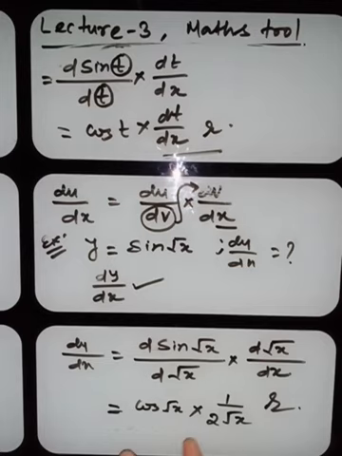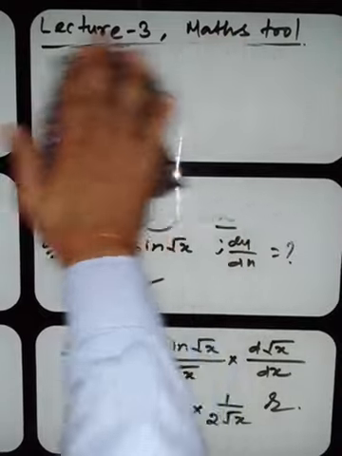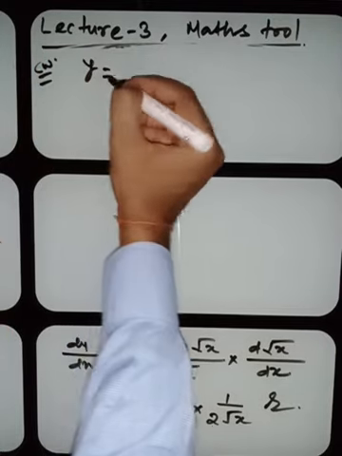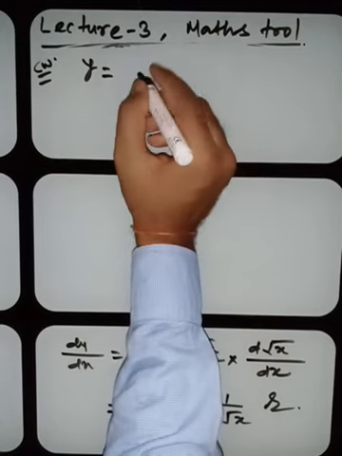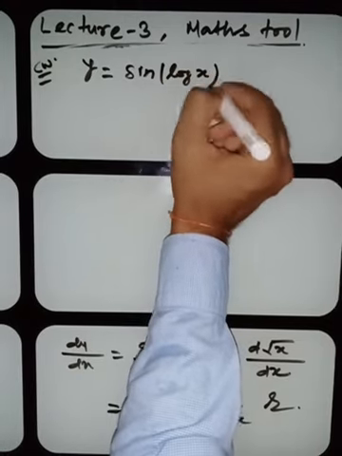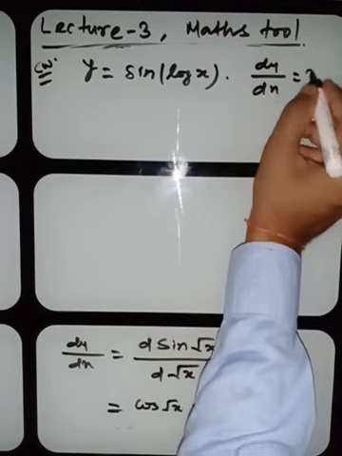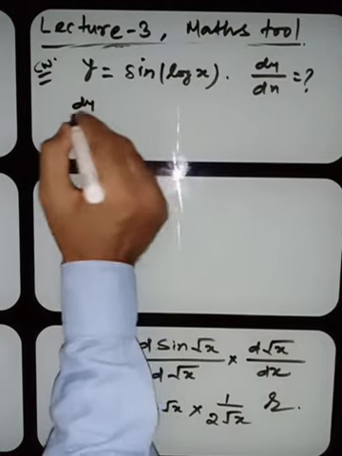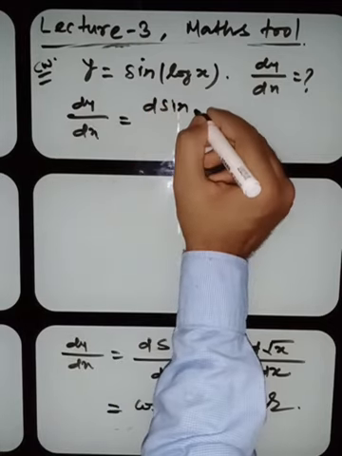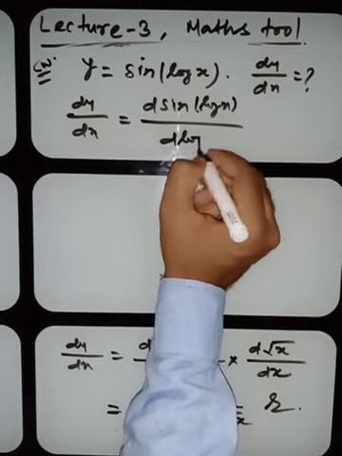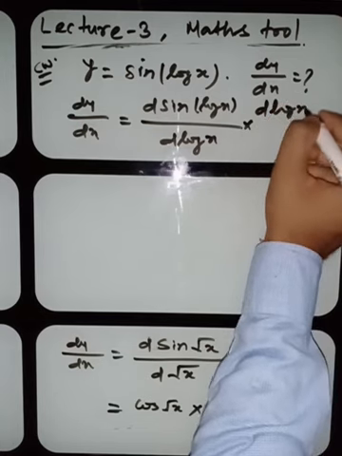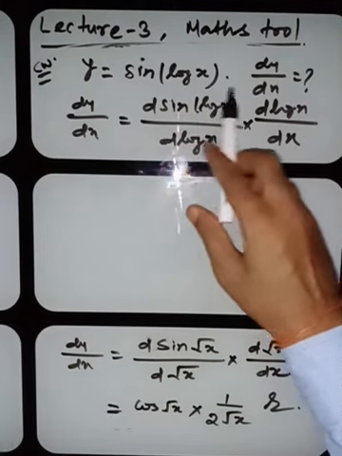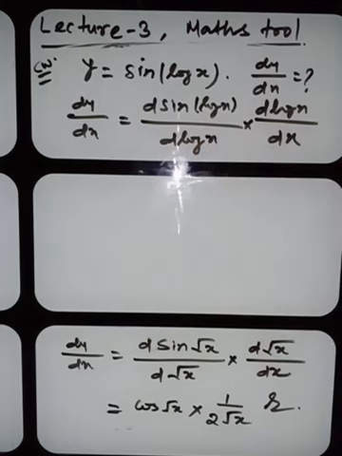Now let me give you one more question. If y is sine log x, you have to find dy by dx. It is sine log x, you have to find dy by dx. What will be the answer? It's very simple. You will form the chain. Here d sine log x by d log x times d log x by dx, because we know the differentiation of log x with respect to x, but we don't know the formula of d sine log x. That's why we have taken this angle as denominator and formed a chain.